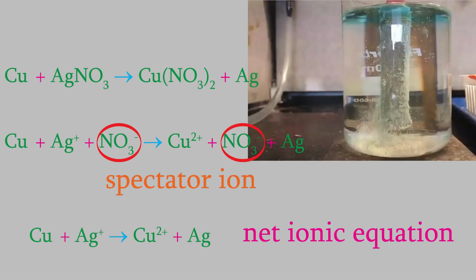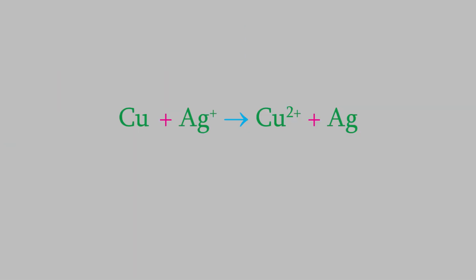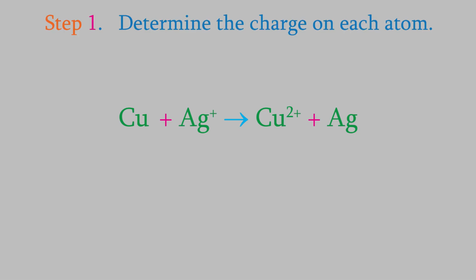Anyway, the first thing to notice is that this is a redox reaction. You can tell that because the charges on the copper and the silver atoms are changing. Thanks to the past couple of videos, we know how to balance redox reactions. So let's use what we learned to balance this one. At first, it might look like this reaction is already balanced, but as we'll see in a moment, it really isn't. The first step is to figure out the charge on each atom.